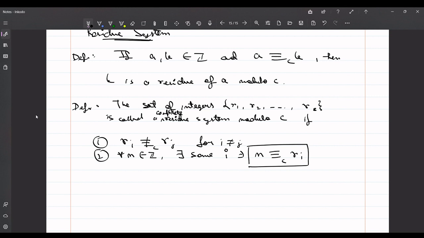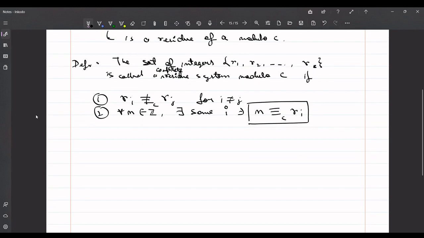Is it clear? Now I have not given the perspective of why I'm calling the right hand side of the congruence a remainder. I'm telling you right now. See, suppose you take two numbers, let's say 44 and 33. Now 44 minus 33 is 11, and 11 is divisible by 11. Right? So can we write 44 is congruent to 33 modulo 11? Is it clear?